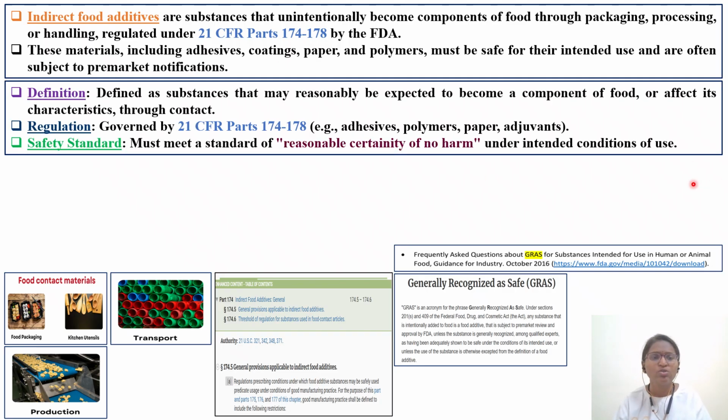The definition given by the FDA is that indirect food additives are substances that may reasonably be expected to become a component of food or affect its characteristics. The food color might change, appearance or smell might change, through contact, whenever that indirect food additive comes in contact with the food. What are the regulations? We have discussed 21 CFR parts 174 to 178. Examples are also there. Coming to safety standards, indirect food additives must meet a standard of reasonable certainty of no harm. These additives should not cause any harm under intended conditions of use.